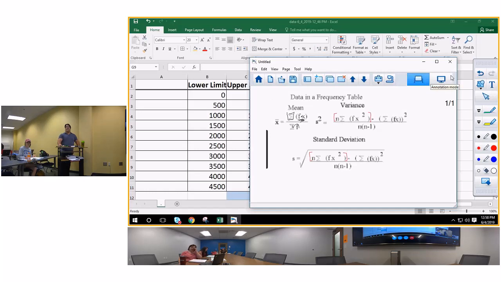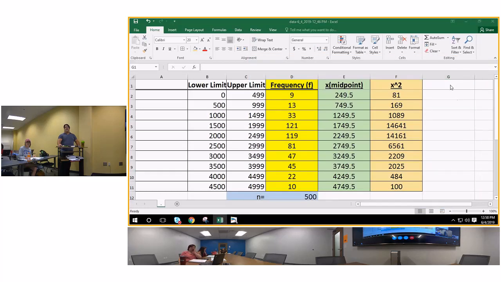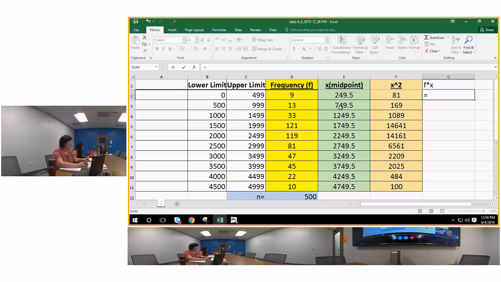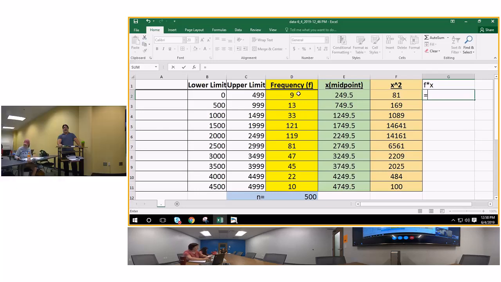So let's go do that. What am I going to name this column right here? F times what? X. So you need to put in your notes a column, F times X. And somebody tell me what the first one's going to be. Equals what number times what number? Nine times what? 249.5. And copy that down and do each one of those calculations.